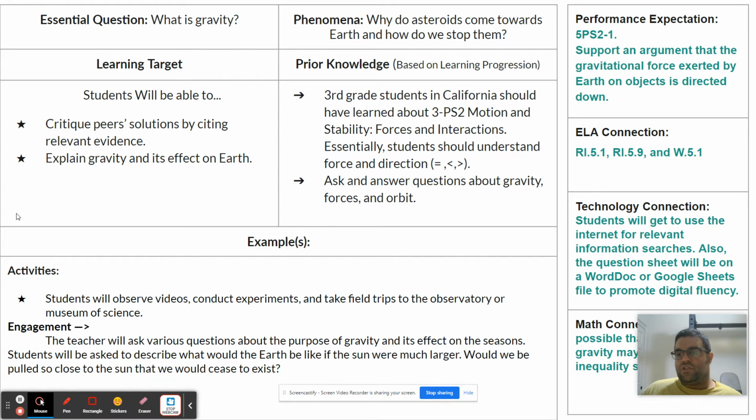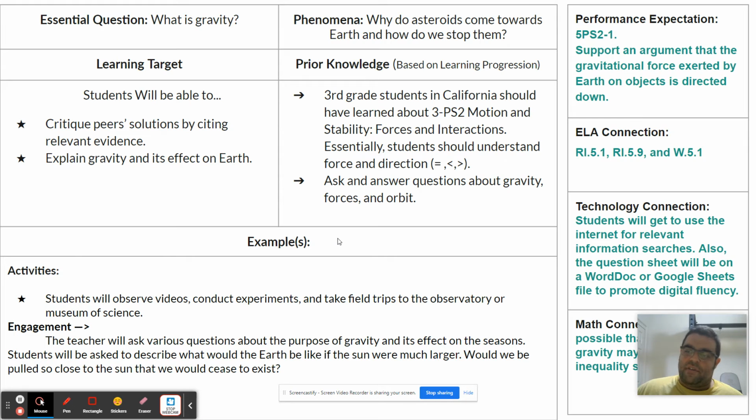And students essentially should have learned a little bit about, if the forces are equal, nothing happens. If a force is greater, force has strength and direction, acting on something will push it or pull it. And hence, if there's more than one force acting on an object, the one with the greater amount of force will determine the direction of movement. So that would be our prior knowledge.